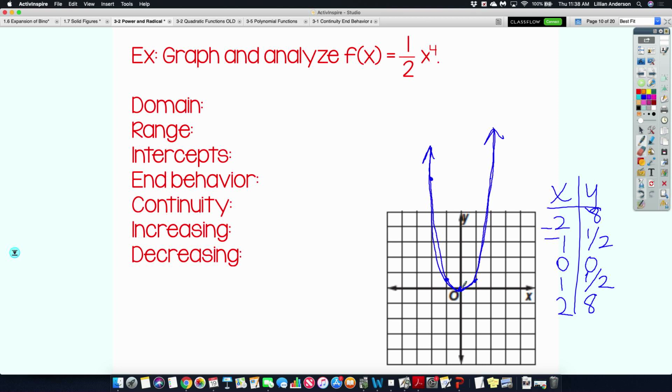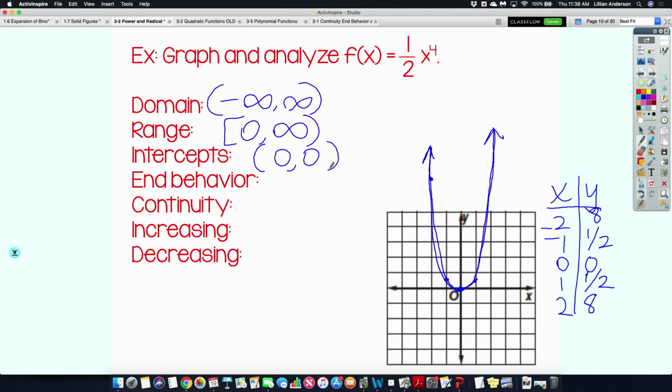Analyze the domain. Somebody in this side. What's the domain of this function? Wait, this side. Negative infinity to infinity. You can give it to me any way, whichever way you feel more comfortable. Somebody in the middle section. What's the range? From 0 to infinity. With brackets on 0. Bracket on 0. Parentheses around infinity. This side. Do I have any intercepts? I got x-intercept. 0 what? 0, 0. And it's actually an x and a y-intercept. Is that the only one though? Do I have any more?